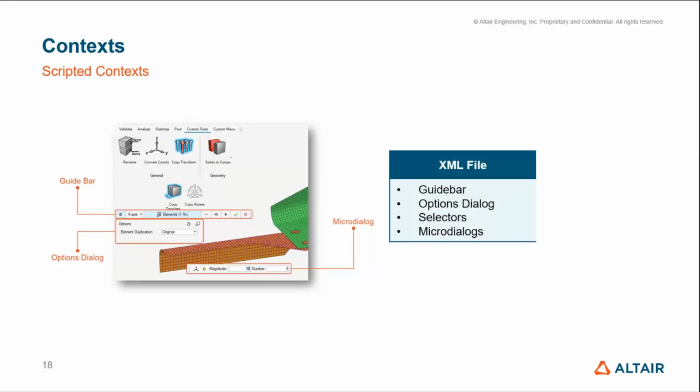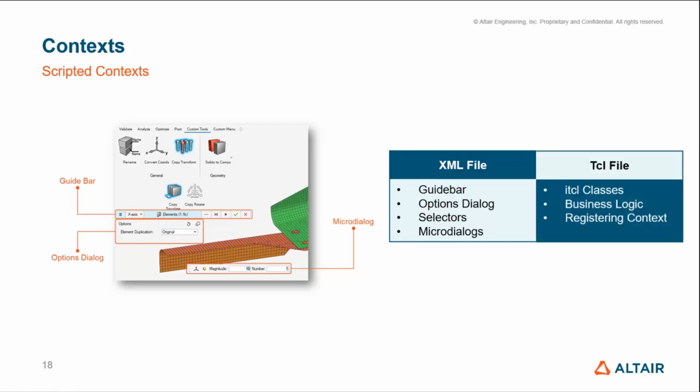Writing a custom context means creating two files: an XML file that describes the GUI aspect of it, so that describes the guide bar itself, drop-down menus that might be there, selectors, and of course the action buttons at the end. It also describes the options dialog, micro dialogues, and everything from the GUI perspective. And then, sort of twinned to it, is the TCL file that contains the ITCL classes, the business logic.